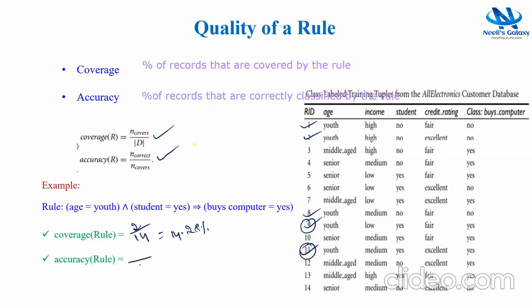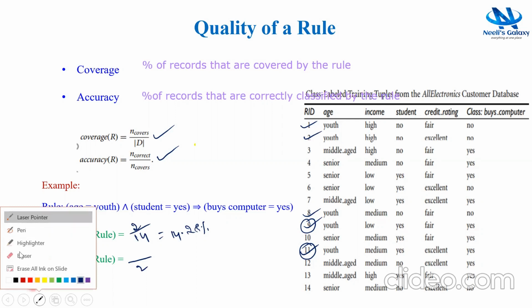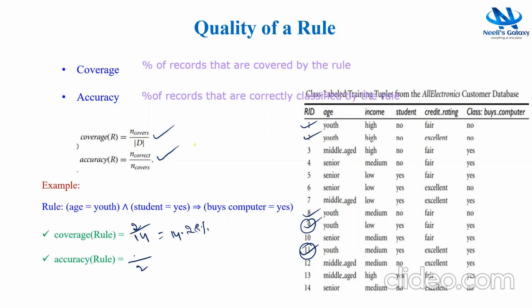Similarly, for accuracy, out of 2 records, how many are properly classified? According to the rule, what is the final class label? That is yes. And what is the actual class for records 9 and 11? That is also yes. So if these 2 records are classified by this particular rule, they lead to correct classification. Two records are correctly classified here, which means we are achieving 100% accuracy for this rule. So this is about the quality of the rule, its coverage and accuracy.